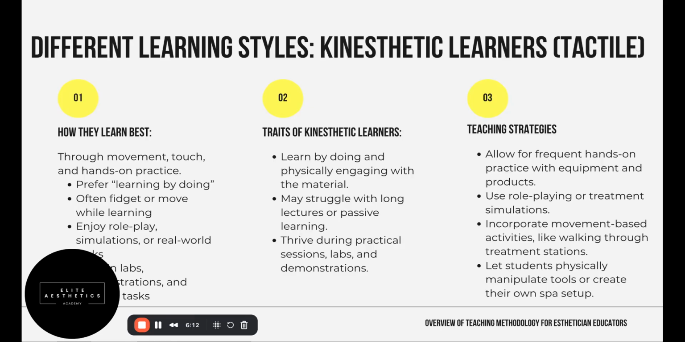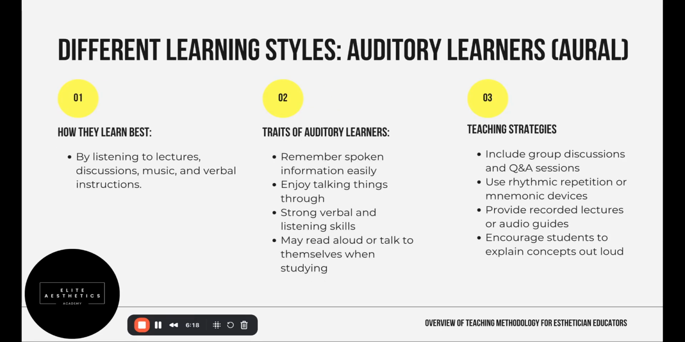Next is auditory learners. These learners learn best by listening to lectures, discussions, music, and verbal instructions. Spoken information is easily remembered. They enjoy talking things through. They have strong verbal and listening skills. They may read aloud or talk to themselves when studying. Some teaching strategies include group discussions and Q&A sessions. We can use rhythmic repetition or mnemonic devices, provide recorded lectures or audio guides, and encourage students to explain concepts out loud.